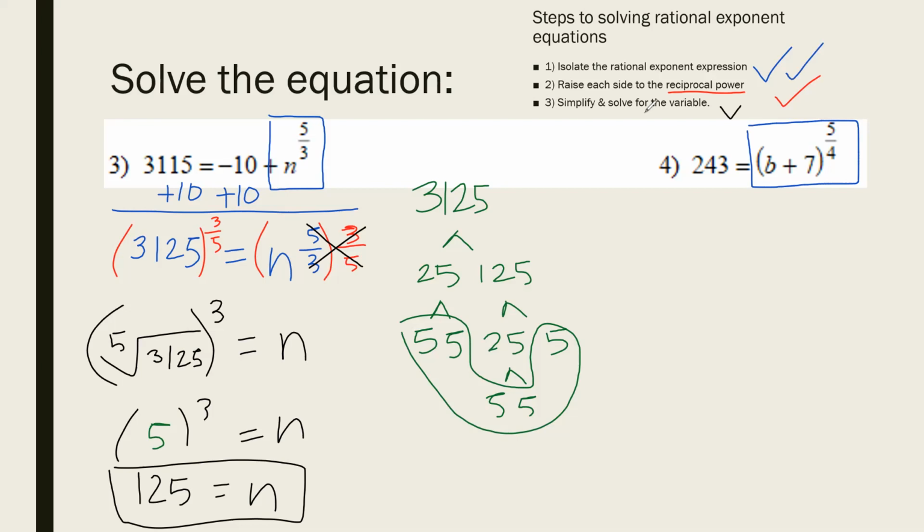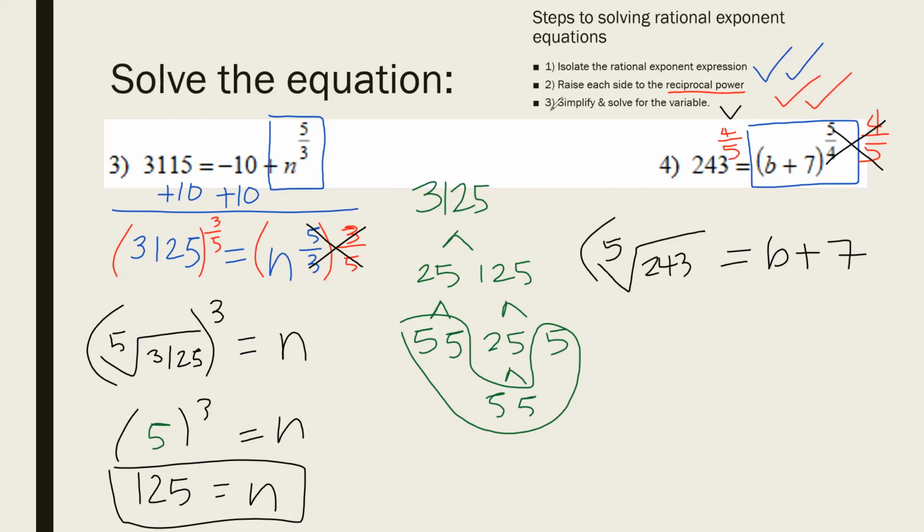Then we need to raise each side to the reciprocal power. So the reciprocal of 5/4 is 4/5. Whatever I do to one side, we must do to the other. This is going to become b plus 7 on the right. And on the left, we need to convert this to radical form. The 5th root of 243 raised to the 4th power.